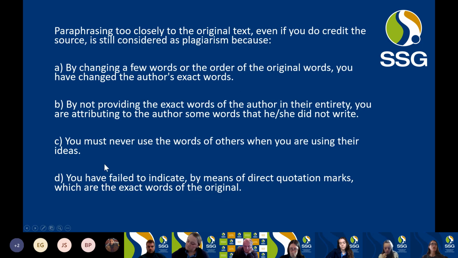Question 2. Paraphrasing too closely to the original text, even if you do credit the source, is still considered as plagiarism because A, by changing a few words or the order of the original words, you have changed the author's exact words. B, by not providing the exact words of the author in their entirety, you are attributing to the author some words that he, she did not write. C, you must never use the words of others when you're using their ideas. Or D, you have failed to indicate by means of direct quotation marks which are the exact words of the original. A, B, C, or D.